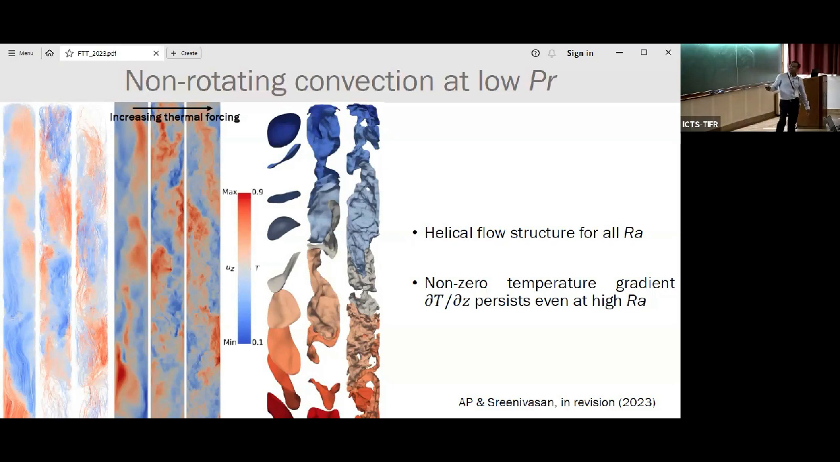And we can see that when the domain is non-rotating, we have a helical flow structure for all Rayleigh numbers. This is Rayleigh number 10 to 8, 10 to 9, 10 to 10. So we have a helical flow structure and three-dimensional character in both the velocity and temperature fields. So these are the streamlines of the velocity field, and the helical flow structure is apparent.